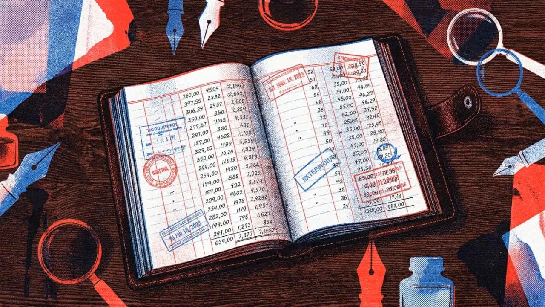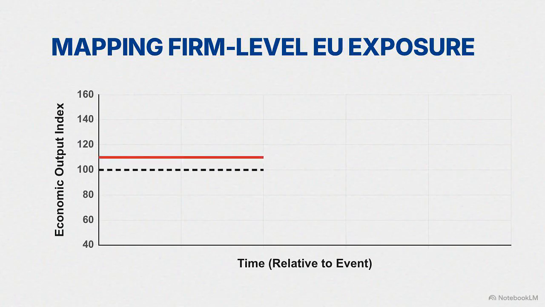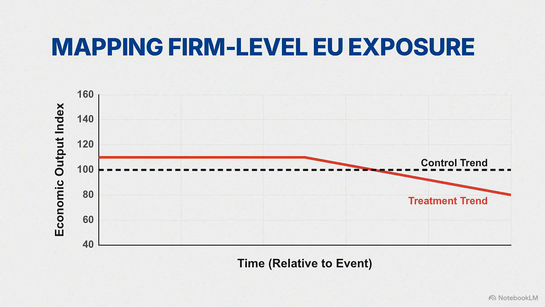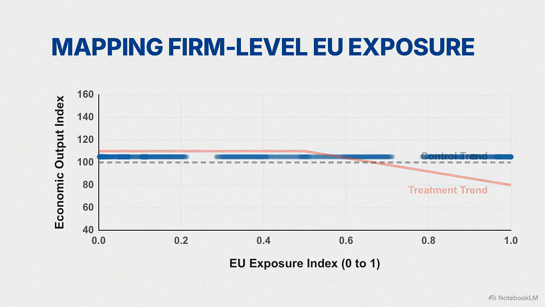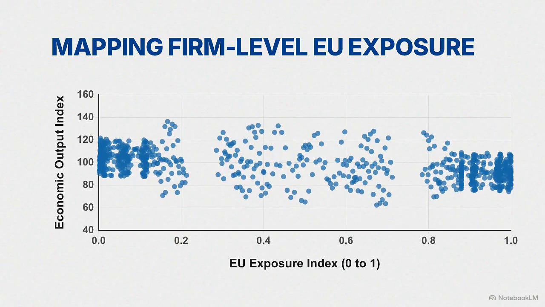The micro strategy shifts the focus from national borders to individual corporate ledgers. Researchers utilized the Decision Maker Panel, a dataset tracking 7,000 firms over a decade. This allowed them to apply a difference in differences model to the data. They established an EU exposure index for every firm, based on factors like export volume, migrant labor, and regulatory oversight.